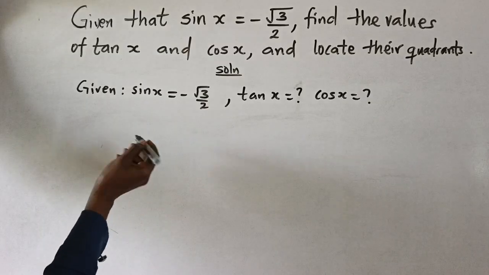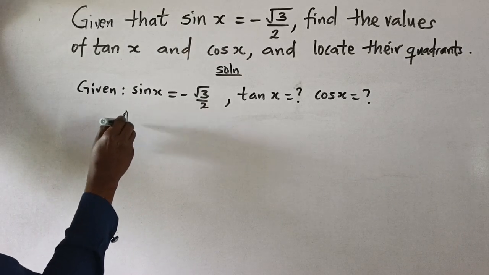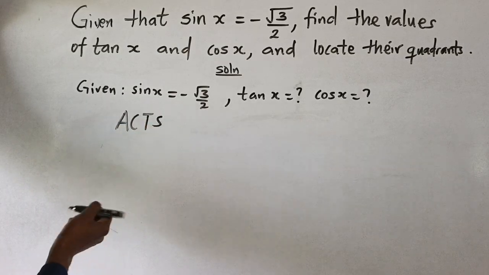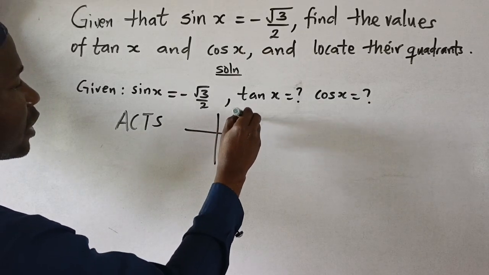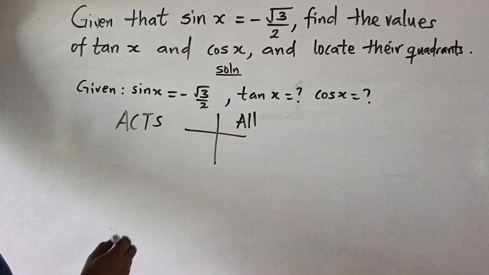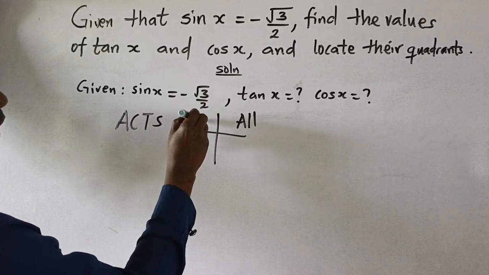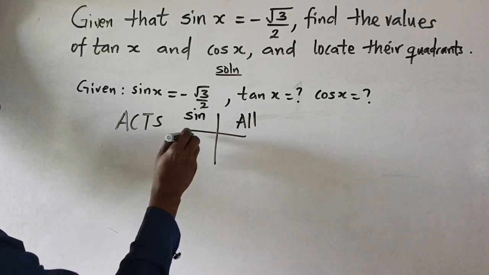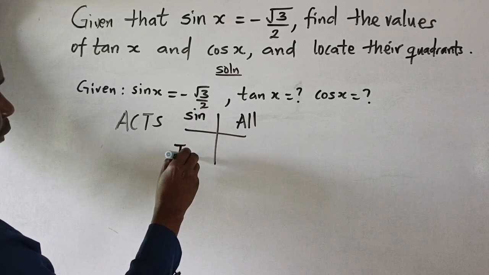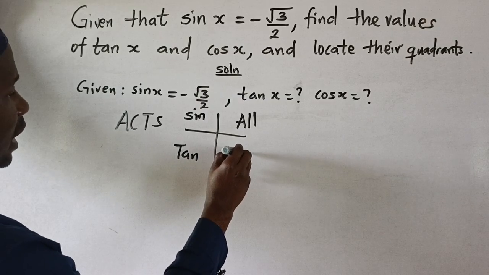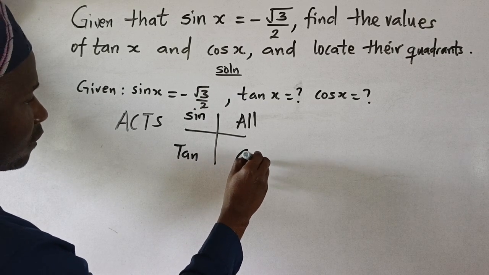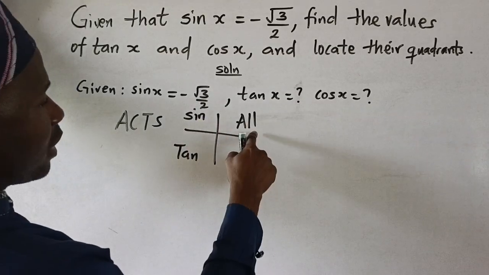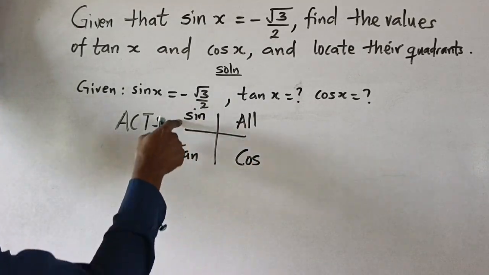Now, since we are doing the same acronym, that is, we have ACT, which implies in the first quadrant, all the trig ratio, sine, cos, tangent are positive. In the second quadrant, sine is positive. In the third, tan is positive. And in the fourth, then cos is positive. So that's why we move this way, ACT, ACTS.